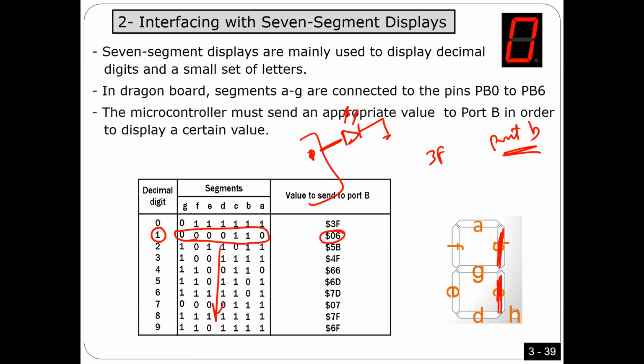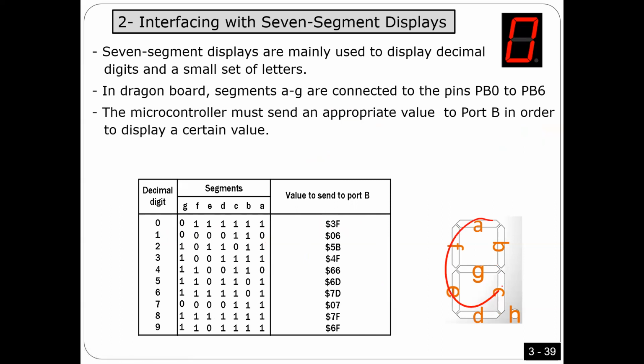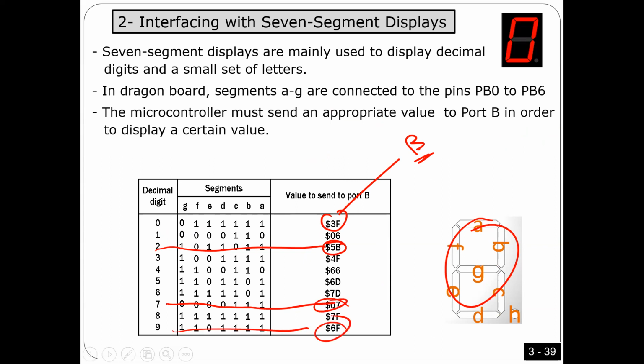Same thing for all numbers here. Every number you want to display should have a code, and you should know this code. Okay, guys, very simple. If I want to display number 0, I have to send this code to port B. That's it. If I want to display number 2, this is number 2. If I want to display number 7, it is this one. Number 9, it has to be this one. So every number has a code. You need to know this code, and just send it to the 7 segment. Is that okay? That's it.